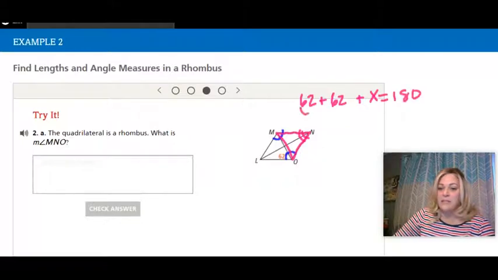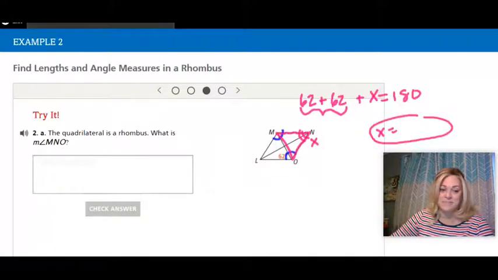Okay, and combine like terms. Subtract from both sides, and you will get what x equals. X equals, and it says MNO. MNO. That's exactly what x is, and I'll just put the x here so you know that. And once you solve for x, you have the correct answer.